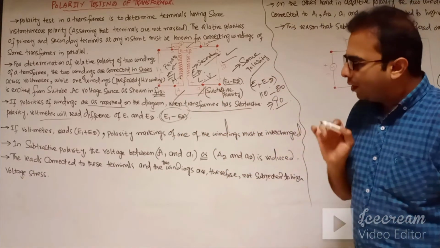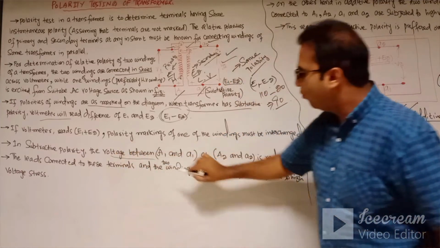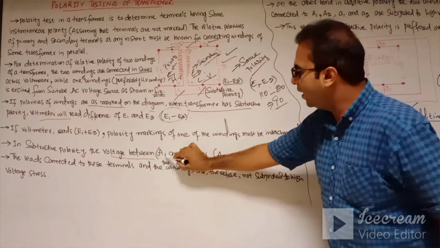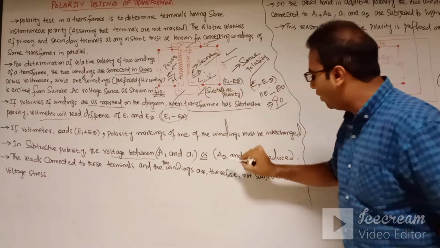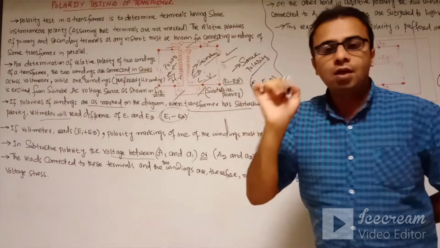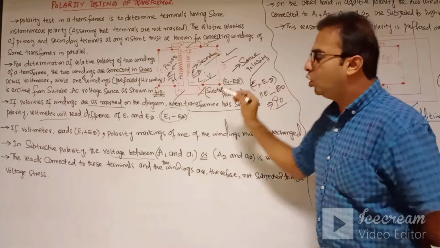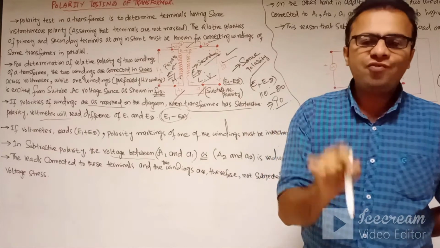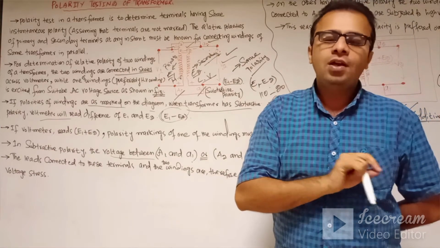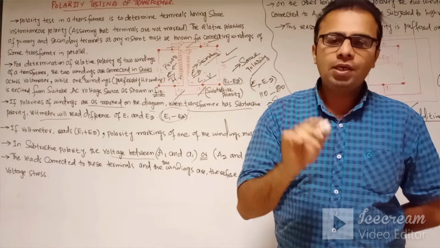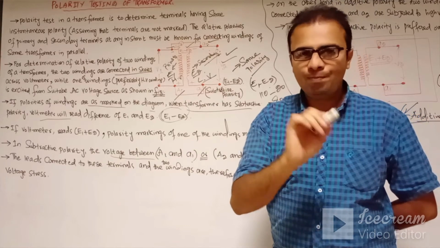So in the subtractive polarity, the voltage between the A1 and A1, or A2 and A2, is reduced. Across the voltmeter, you will find the difference of these two induced EMFs, which is called the subtractive polarity or the same polarity.